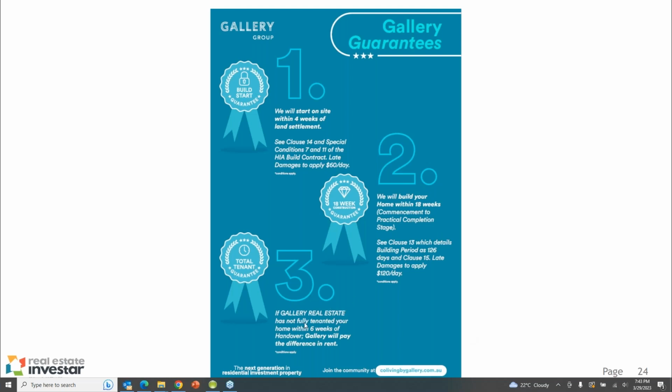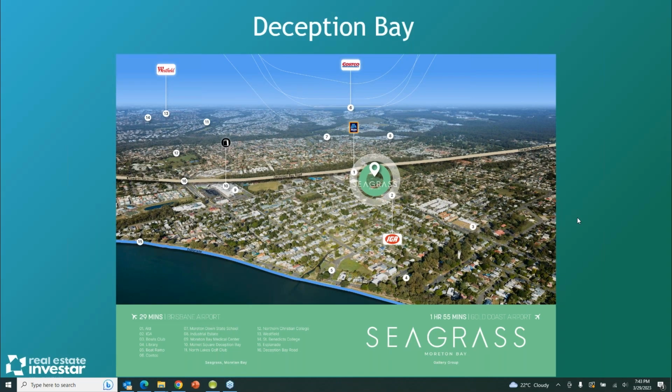They also offer a rental guarantee as well. Again, just confidence that the rental market is very strong. They're guaranteeing that if your co-living property is not fully tenanted within 6 weeks, they'll pay you the difference in the rent per week until it's fully tenanted. So again, just confidence in the market and their process and their working environment.